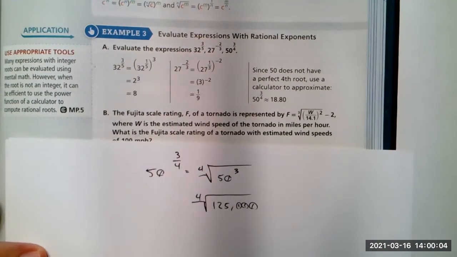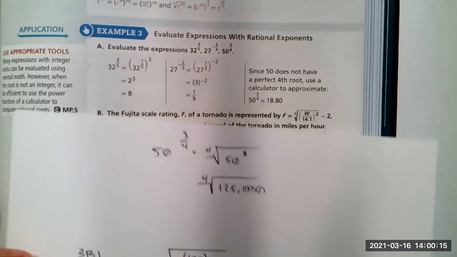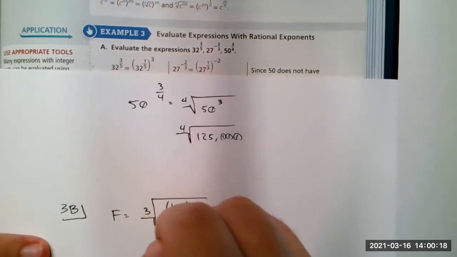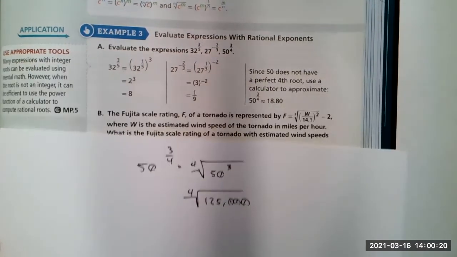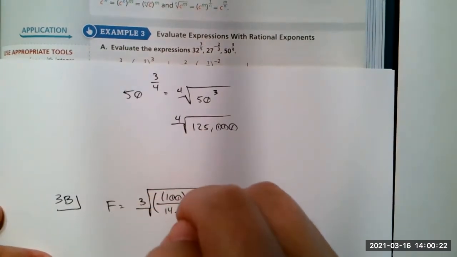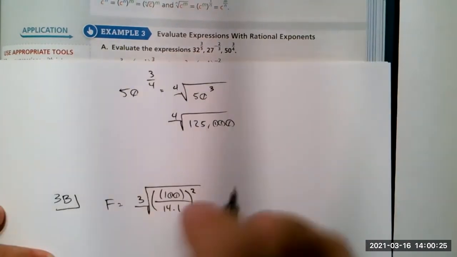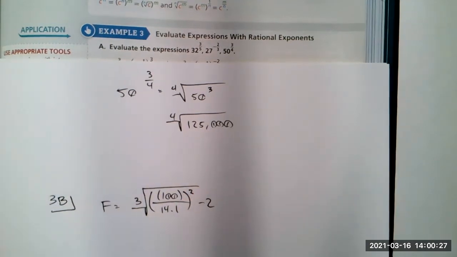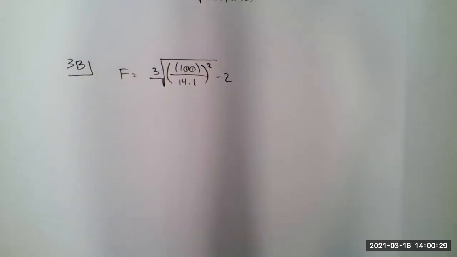So this is 3b. F equals the cubed root of, again, we're replacing W with 100. So I'm going to go ahead and write that. 14.1. And I think that entire thing is being squared, minus 2. Okay. So this is what I've got. I just inputted 100 instead of W, and now is where we solve this.